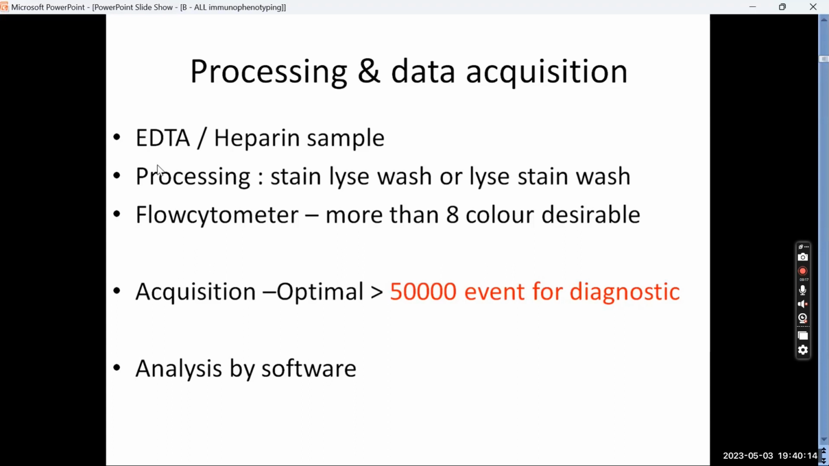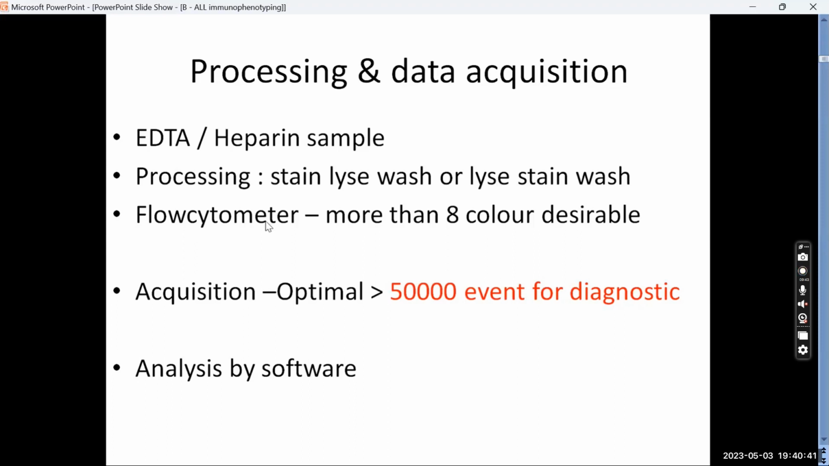Normally we process samples for flow cytometry by two methods when it is a qualitative assay, like leukemia lymphoma. In stain-lyse-wash, you stain the cells with antibodies first, then you lyse the RBCs, wash and acquire. The other method is you lyse the RBCs first, then stain the cells with antibodies, wash, and then you acquire. So these are the two processing techniques.